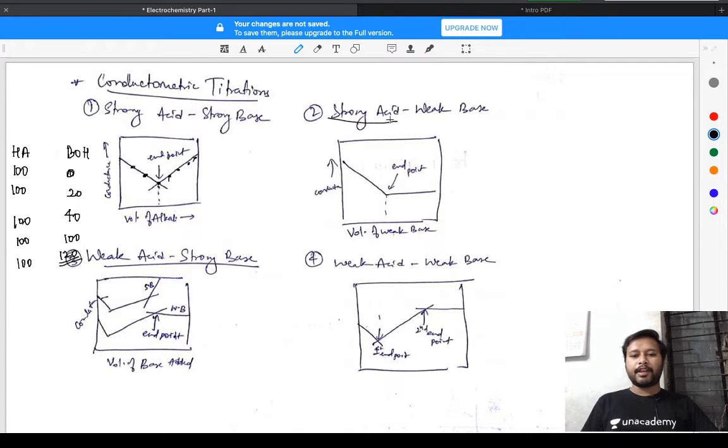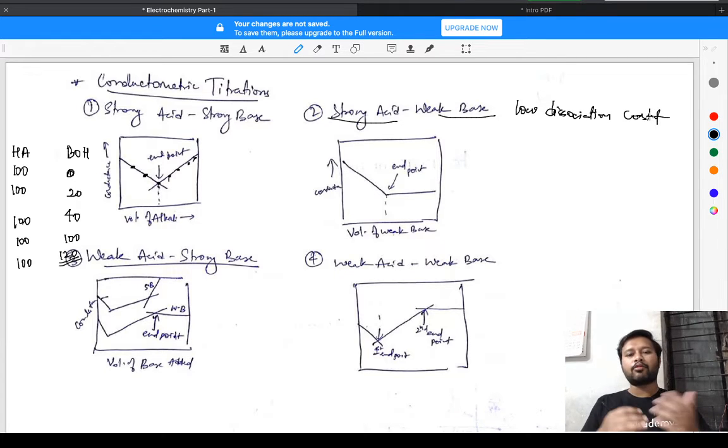When you take a strong acid and a weak base, now a weak base, you know, has a low dissociation constant, right? Dissociation constant means these are not going to dissociate that easily. So obviously when the acid is there and you are putting base, it will get neutralized up to the end point, and after that end point your base will not get dissociated. So that's why you will not see an increase in conductance here. The conductance will remain quite constant. Okay, so why is it not increasing? Because the base does not dissociate that easily.